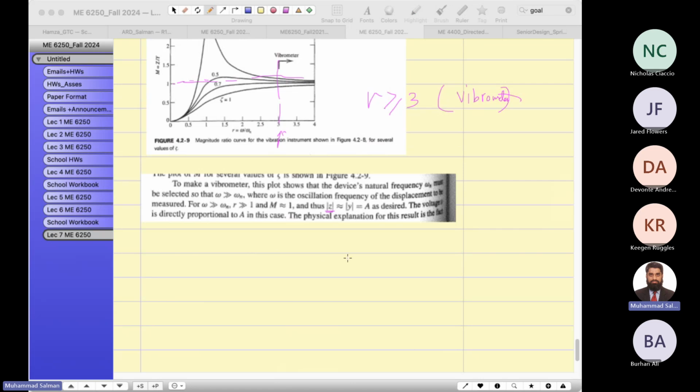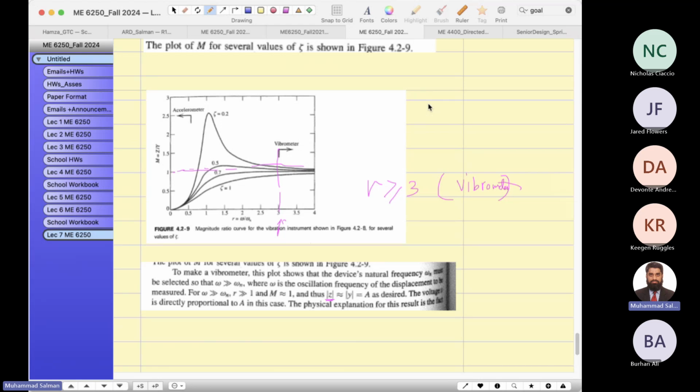So the next thing is, if you can see, at low frequency ratio, the instrument behaves like an accelerometer. So if r is less than or equal to 0.5, then it behaves like an accelerometer.